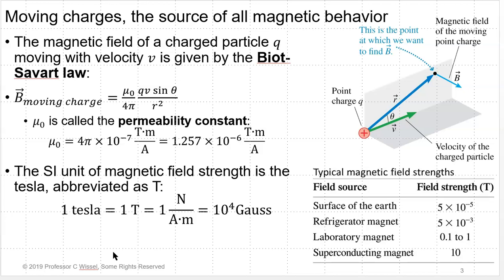The SI unit of the magnetic field strength is the Tesla, abbreviated as a capital T. 1 Tesla is 1 Newton per amp meter, or 10 to the 4th Gauss. Some typical magnetic field strengths. The field at the surface of the Earth is about half a Gauss. That's 5 times 10⁻⁵ Tesla. A refrigerator magnet is 5 times 10⁻³ Tesla. A laboratory magnet, 0.1 to 1 Tesla. A superconducting magnet, 10. But there are dead stars called magnetars that have magnetic field strengths of 100 million Tesla, which is pretty incredible, and you wouldn't want to be anywhere near those things. They'd rip the iron right out of your blood.